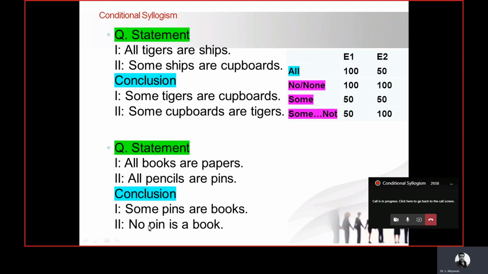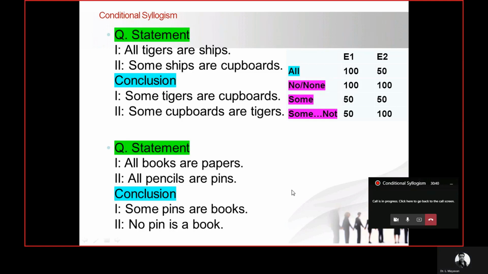How about the second conclusion? No pen is a book. Pen and the book. What is the value for a pen given? All, it is 50 for the second element, pen, and in the conclusion no, it is 100. In the statement it is 50, in the conclusion 100. So option 2 is greater, so expense is greater than the income, so it can't be followed. It is a wrong conclusion. So only conclusion 1 follows, and your answer is A. If only option 1 follows, conclusion 1 is a valid one.